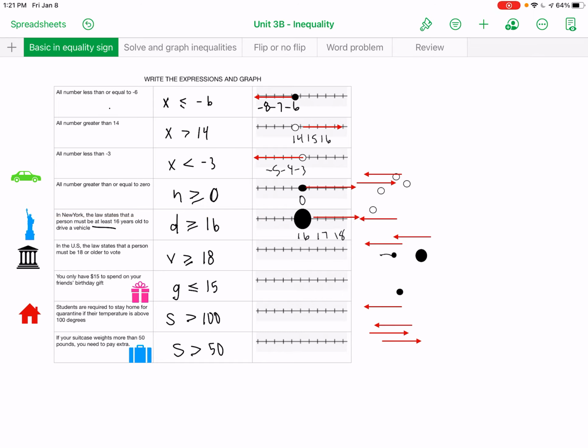Okay, so do the last 4 on your own, and you can check these with the answer key, or if you're in the Zoom with us, you can share your screen.